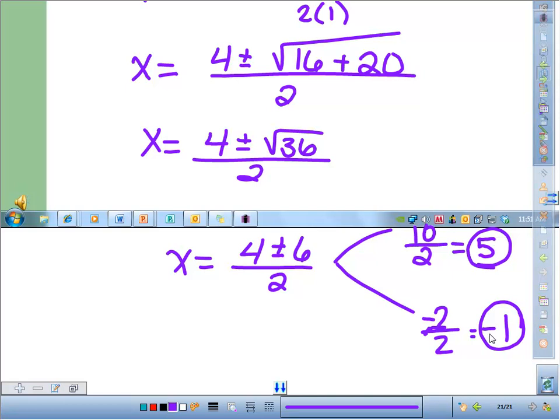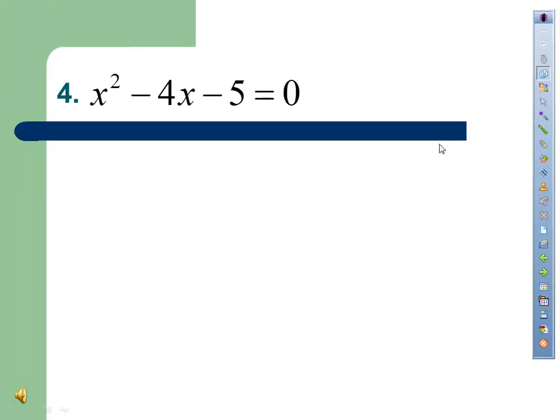Yep. Good question. Haley said, "Will those two answers always work? Are we going to have any extraneous solutions?" No, you won't. We're going to have 2 answers, yes, because we have an x squared, so there's got to be 2 answers. And we've got our 2 answers. Okay, so we're good.